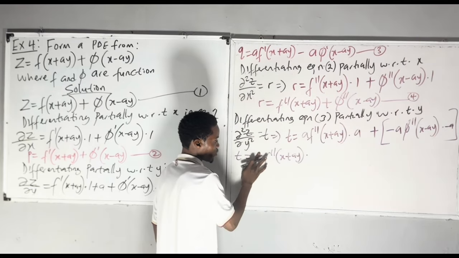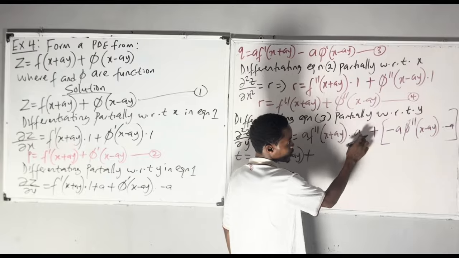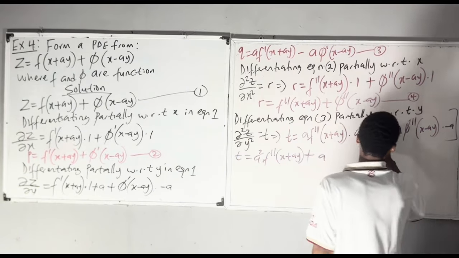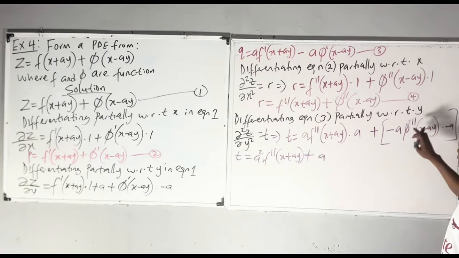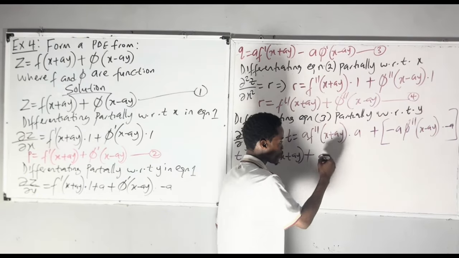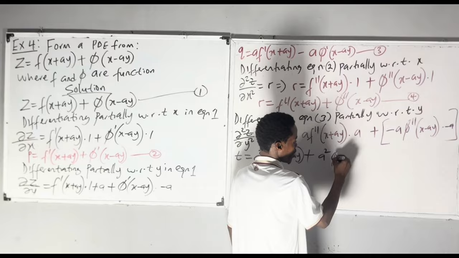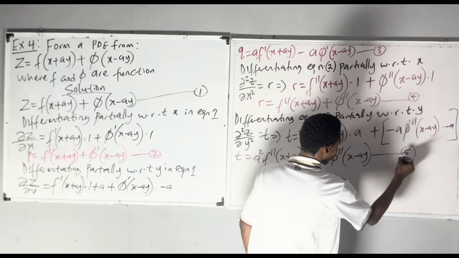A times a, I'm going to have a squared, plus minus times minus, which gives a squared again, a squared phi prime prime (x − ay). I can call this equation 5.